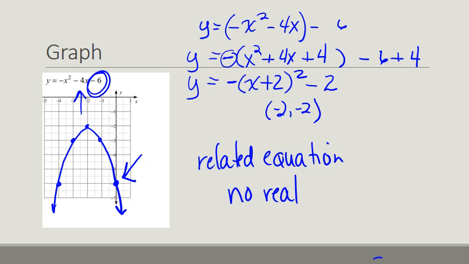Okay, there would be no real solution. We would have two imaginary, because remember, imaginaries go in pairs, so no real solution. We would have two imaginary if we were to do the discriminant of that. All right.